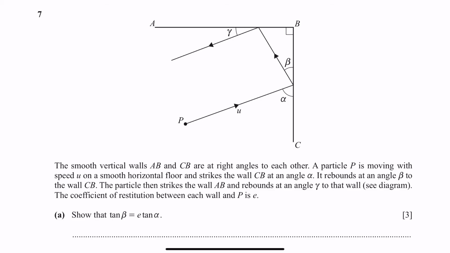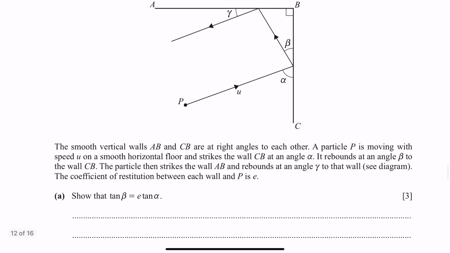Question 7. The smooth vertical walls AB and CB are at right angles to each other. Particle P is moving with speed u on a smooth horizontal floor and strikes the wall CB at an angle alpha. It rebounds at an angle beta to the wall CB. The particle then strikes the wall AB and rebounds at an angle gamma to that wall. The coefficient of restitution between each wall and P is e. Show that tan beta equals e tan alpha.